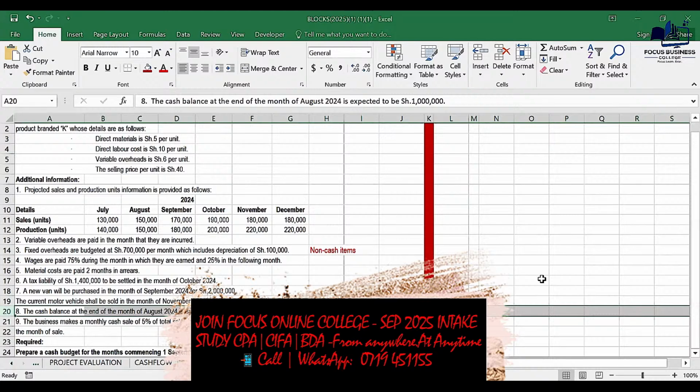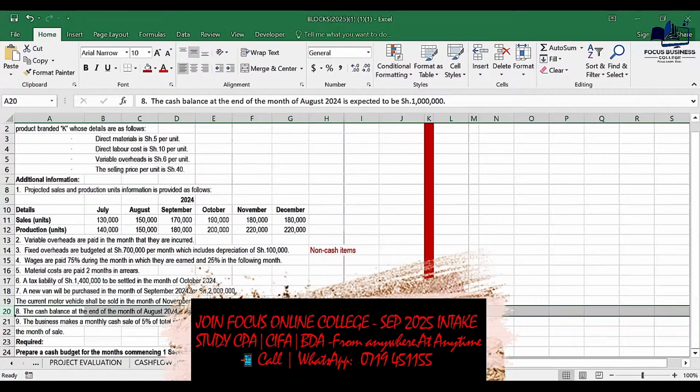So what are we required to do? We are required to prepare the cash budget for the months commencing 1st September 2024 to 31st of December 2024. In other terms, you're required to prepare the cash budget for how many months? The month of September, the month of October, November, and December. So that is a cash budget for how many months? For 4 months.